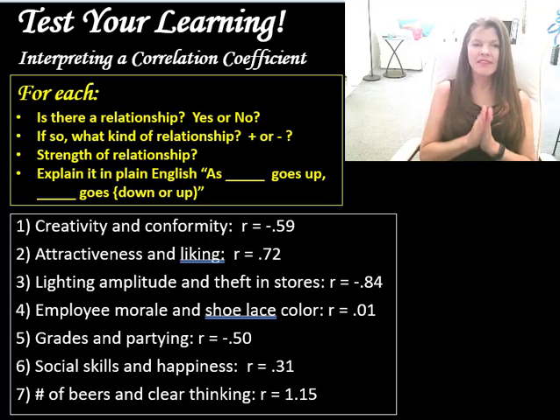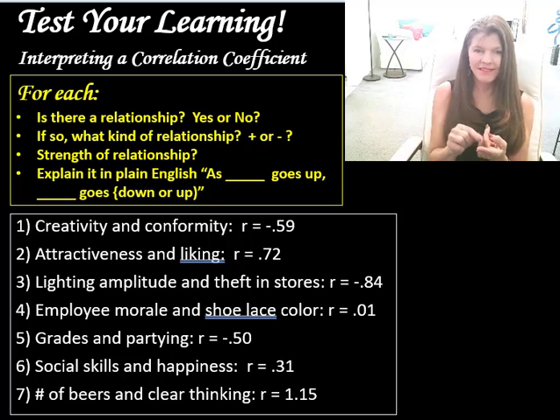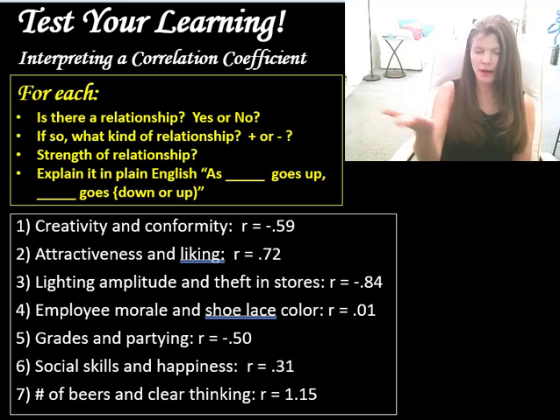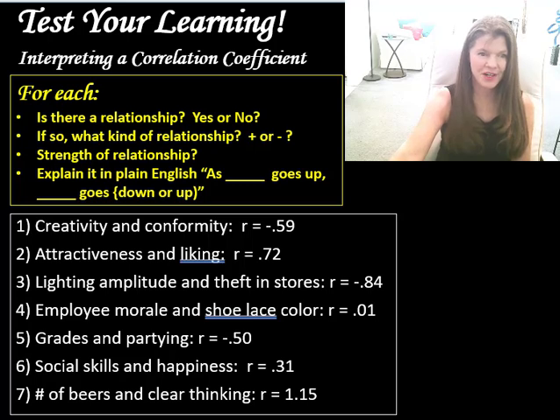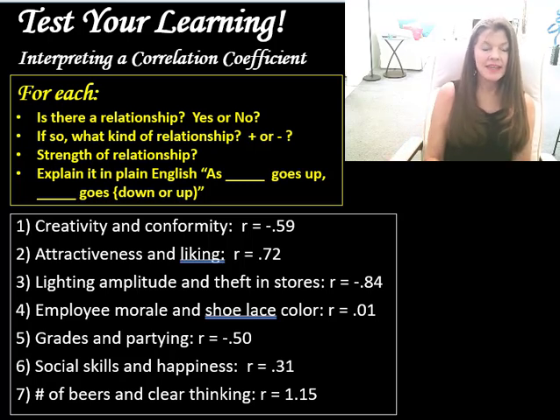Now, sometimes negative relationships are called inverse relationships because as one goes in one direction, either up or down, the other does the inverse. Number 2, the answers are yes, positive, strong. Number 3, yes, negative, strong. Number 4, there is no relationship. Number 5, yes, negative, and moderately strong. Number 6, yes, positive and weak.